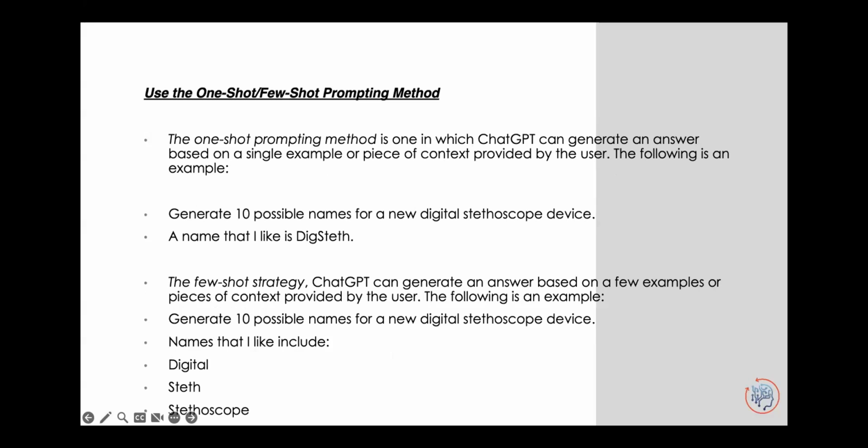As an example, let's just say, I'm looking to generate 10 possible names for a new digital device. A name I like is blah, right? It will, according to that name, give you kind of derivatives of that name, but it won't be as diversified. If you give more examples of names that you like, the output is going to be more general and better according to these examples.